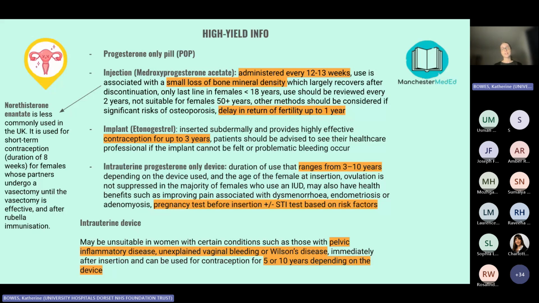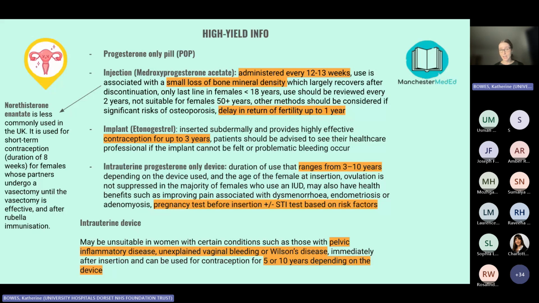But with the intrauterine system, it's really good. It can help period pain. It can help with heavy periods, and that is the intrauterine system. The device can actually make heavy periods worse. So lots of benefits. And then the intrauterine device, which I just mentioned.